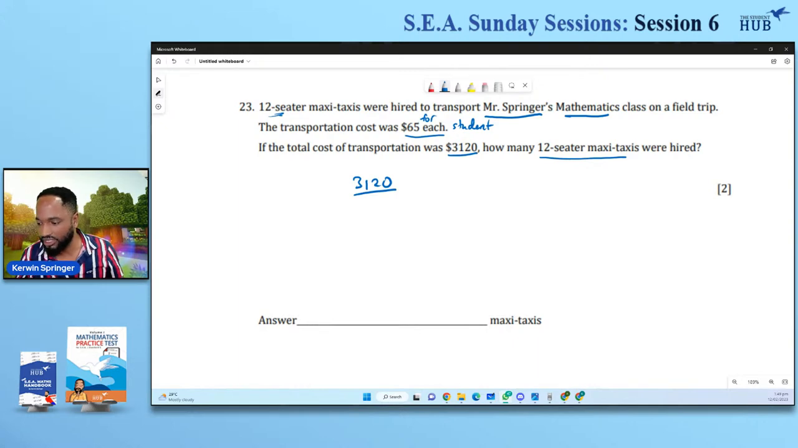I think it's for seat, $65. How much are they paid to go on a field trip, boy? When was the last field trip you went on? How much do your parents pay for that?